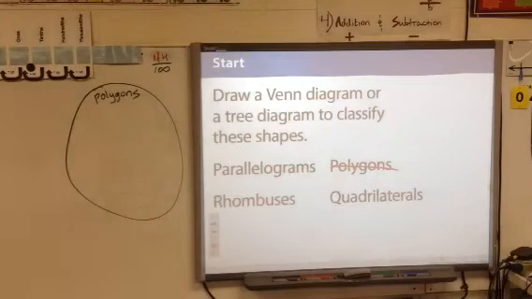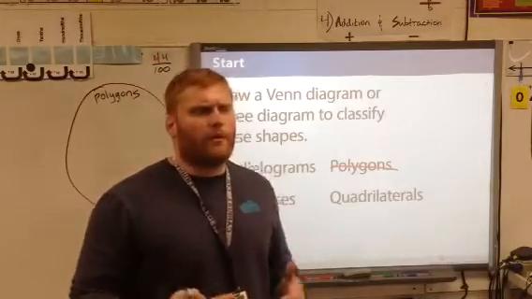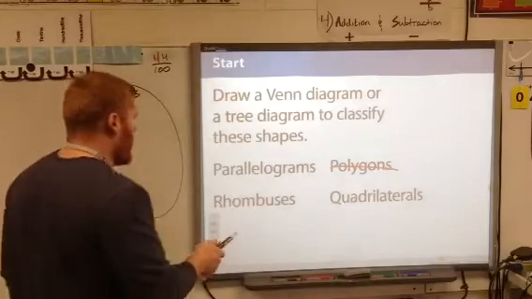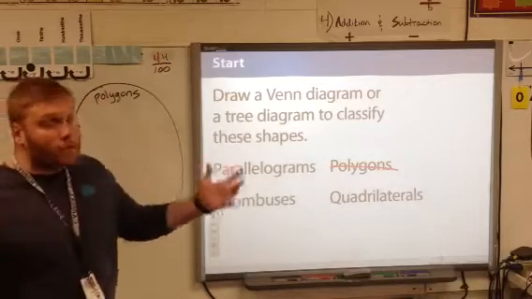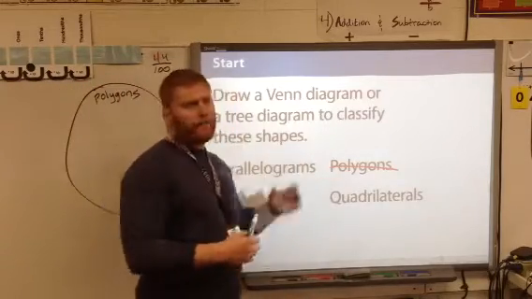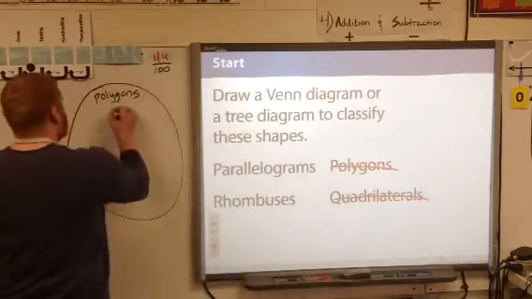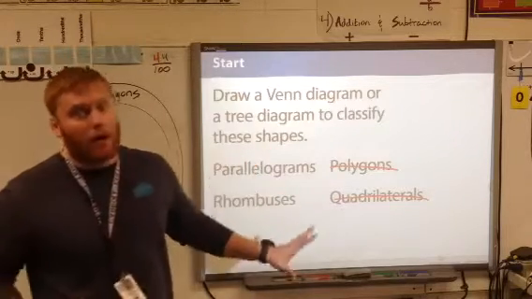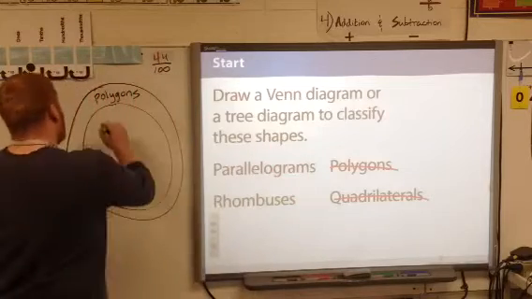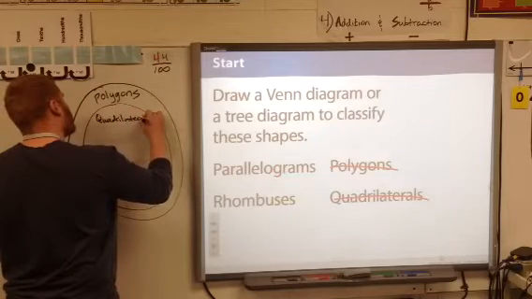Then I look at my remaining 3: parallelograms, rhombuses, and quadrilaterals. What do they all have in common? If I look here, I notice that all of them have 4 sides. And what do we call any 4-sided shape? A quadrilateral. So my next most specific polygon would be quadrilaterals. I create an additional circle because the remaining shapes are quadrilaterals. So I put quadrilaterals. I'm getting better at spelling these guys.